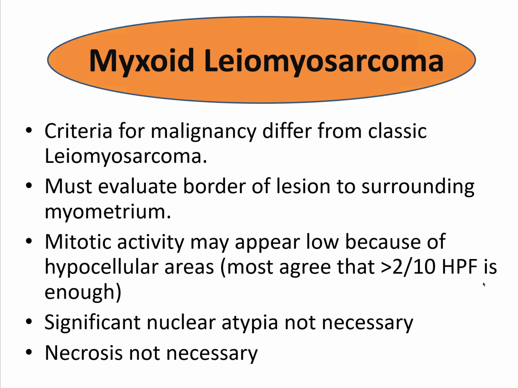Okay. You must evaluate the border for these lesions with surrounding myometrium, like I mentioned before. And then mitotic activity may appear low because of hypocellular areas, but most authors agree that even if you only have 2 mitotic figures per 10 high-power fields, it's enough to call malignant with the other features present. So significant nuclear atypia is not necessary, and necrosis is not necessary in this context.